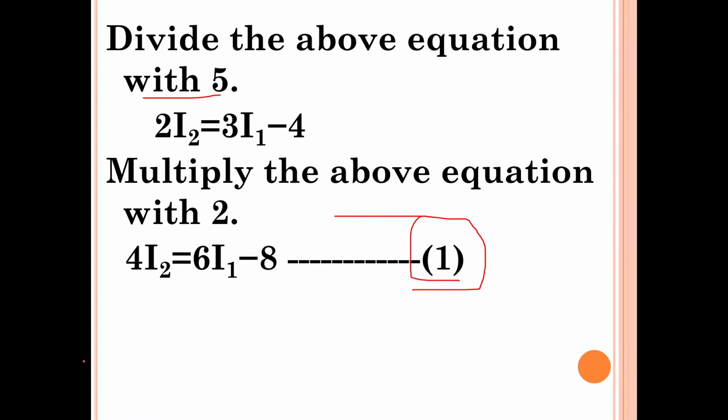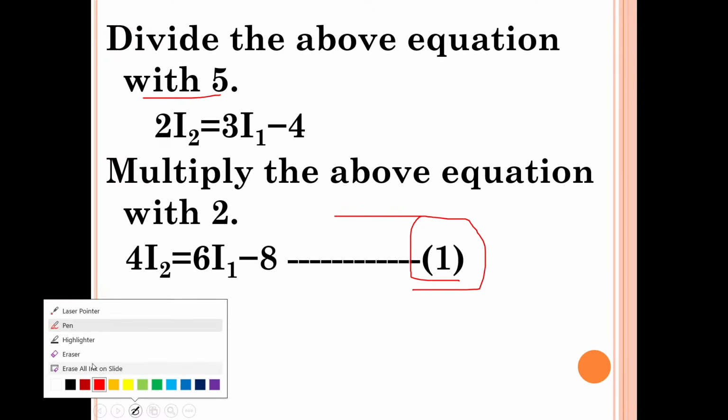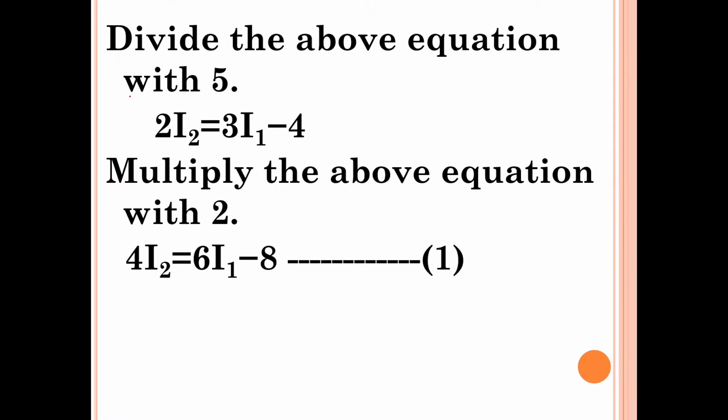Everyone won't think in the same pattern, isn't it? The pattern of thinking changes from one person to another. So according to me, this is what I have done. Since they are multiples of 5, I simply divided by 5, and I got 2 I2 is equal to 3 I1 minus 4.